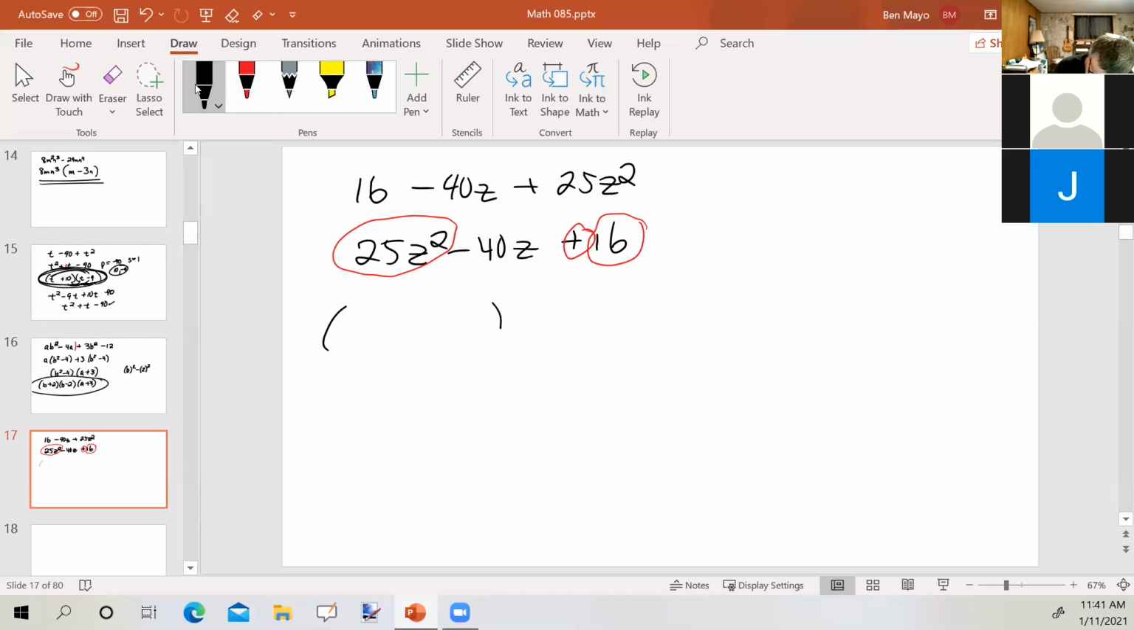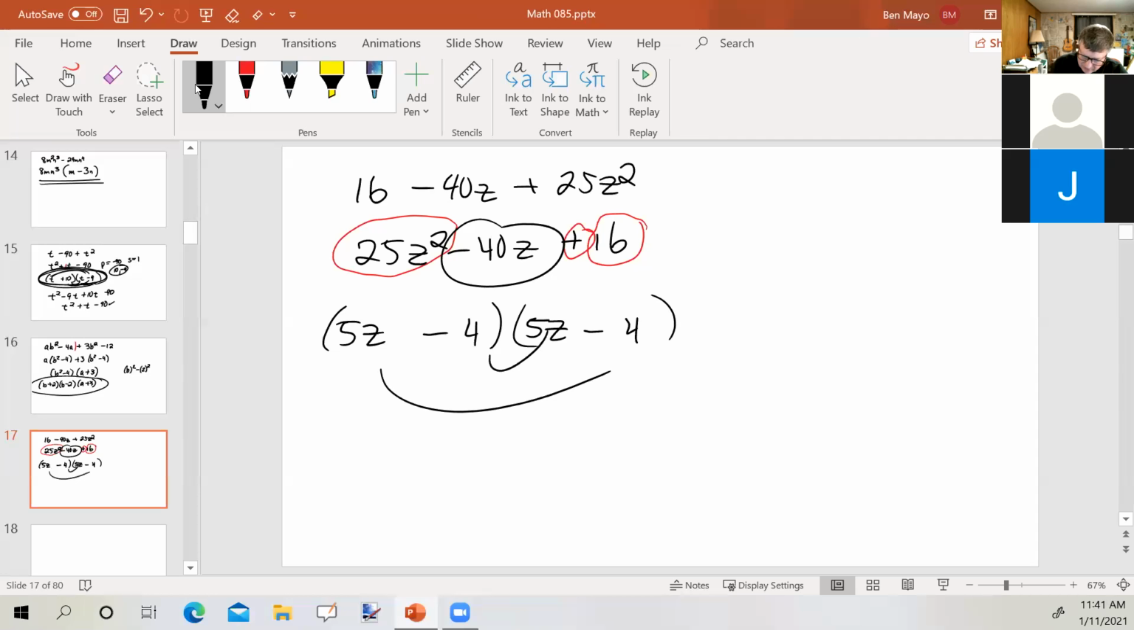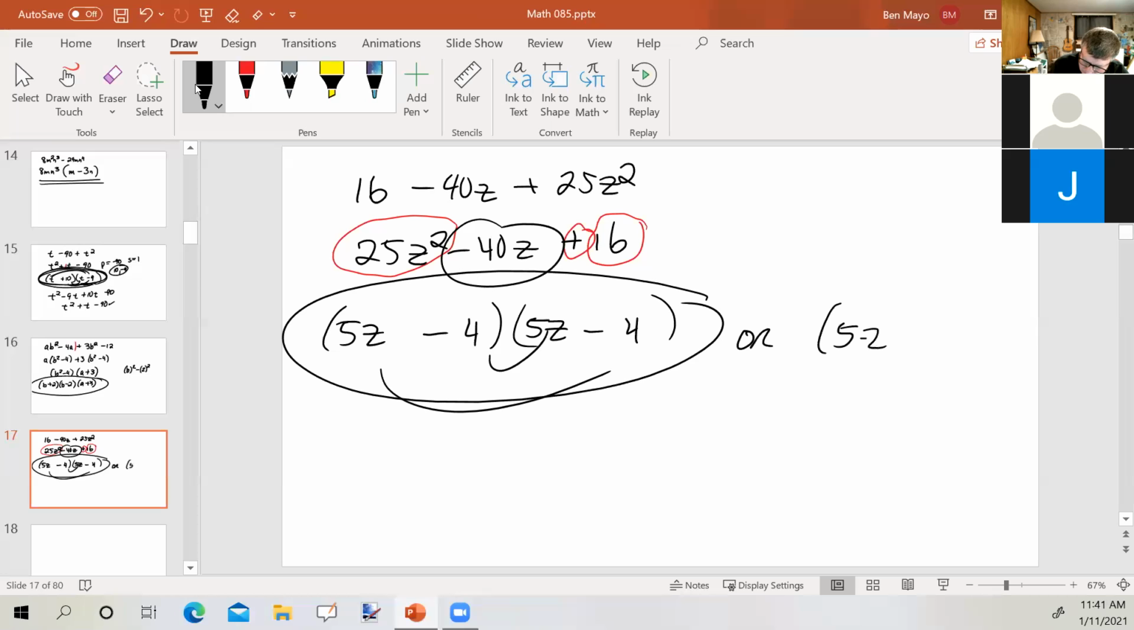If that is the case, we'd have to take 25z squared and break it apart as 5z and 5z, 16 and break it apart as 4 and 4. Since it's minus 40z in the middle, it would have to be minus. Does that give me minus 40z in the middle? Yes, it does. So there's the answer. Or we could write it as the quantity 5z minus 4 squared.